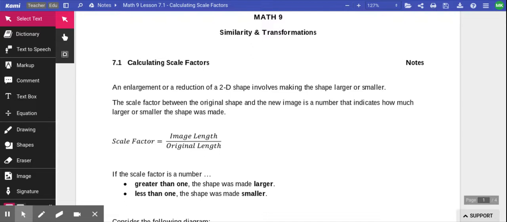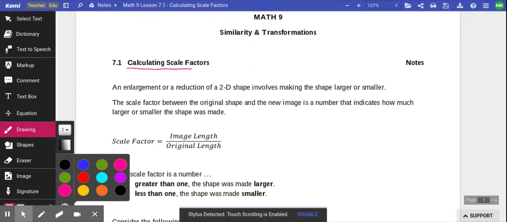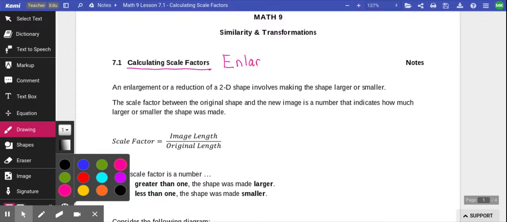Okay, welcome to Unit 7. This unit is going to be all about transformations and similarity. Transformations is like changing things, either moving them, rotating them, making them bigger, making them smaller, stuff like that. So this unit is going to be all about shapes and making them bigger, smaller, moving around. Cool. Today's lesson specifically is going to be about scale factors and enlargements and reductions.